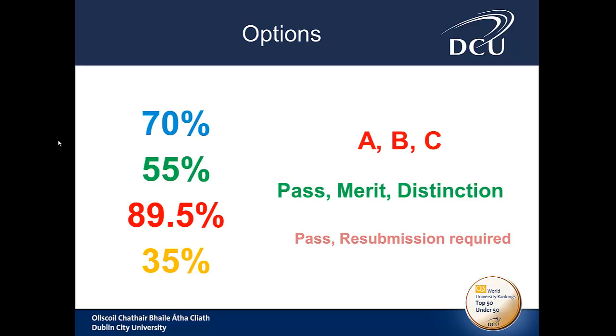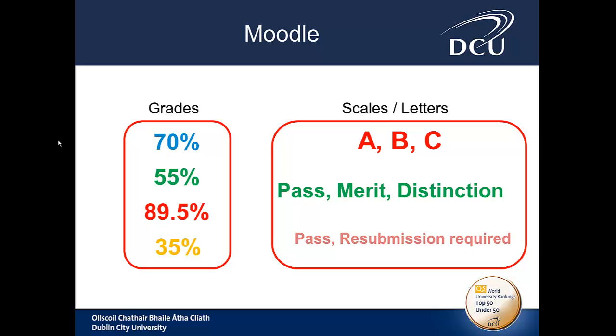The typical student is familiar with A, B and C, but in college you may use the terminology pass, merit and distinction, or another representation that's used quite a lot is quite simply a pass or a fail, a pass or resubmission required. In Moodle, the terminology to distinguish between these two examples is grades for the marks and scales or letters for representation of the marks.